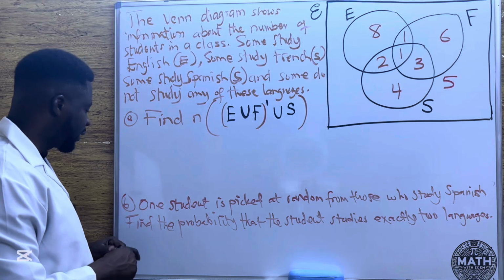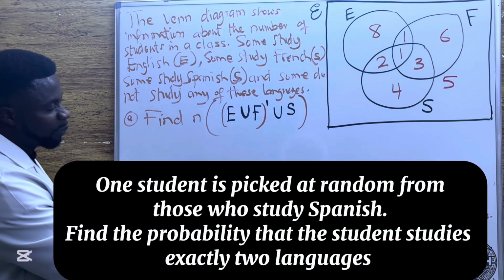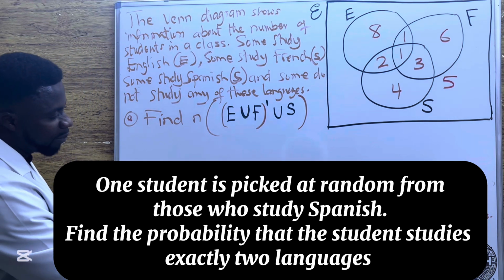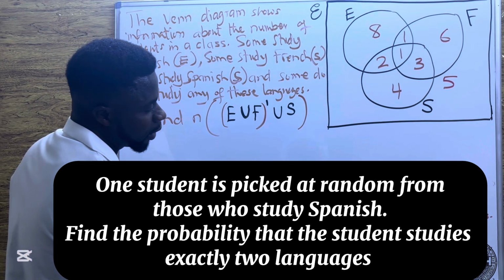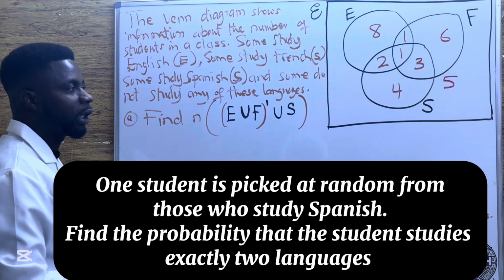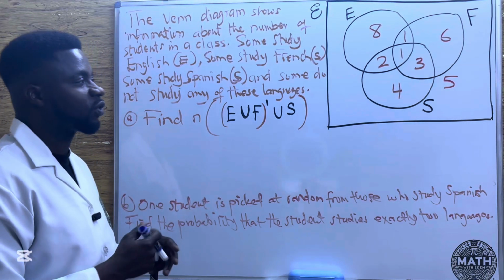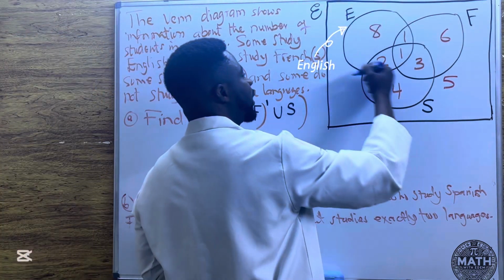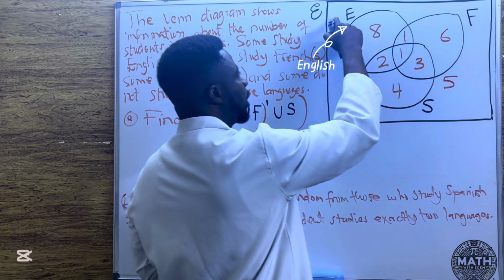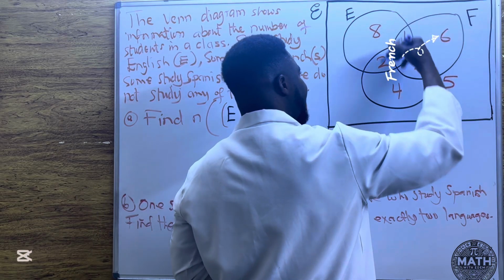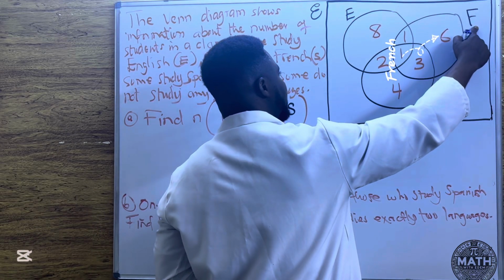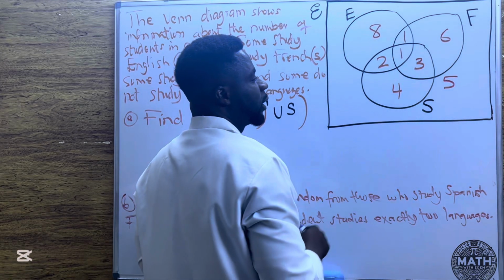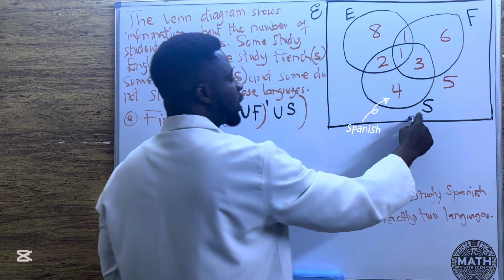Okay, and then B says that one student is picked at random from those who study Spanish. Find the probability that the student studies exactly 2 languages. So I want us to solve this question together. Now let's come to the Venn diagram. So this region is for those who study English. The whole of this circle is for those who study what? French. And then the whole of this region represents the number of students who study Spanish.